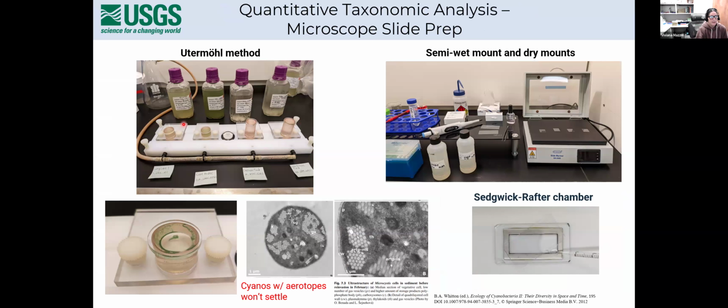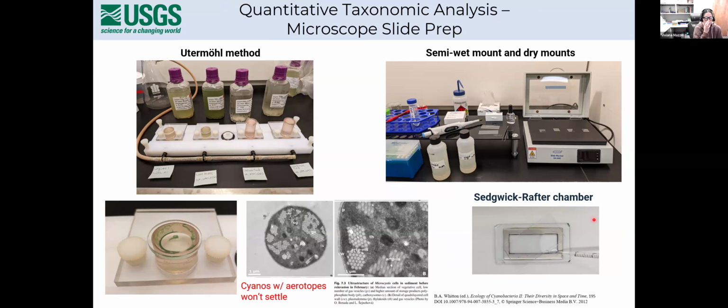Sometimes, however, when we have an algal bloom, like in this sample here, this technique is not the most appropriate because a lot of cyanobacteria contain aerotopes, which are clusters of gas vesicles that allow these species to be really buoyant and control their buoyancy. So they won't settle in these Utermöhl chambers, and they just get trapped up here with the cover slide. So when we have samples like this, I tend to use the Sedgwick Rafter chamber.